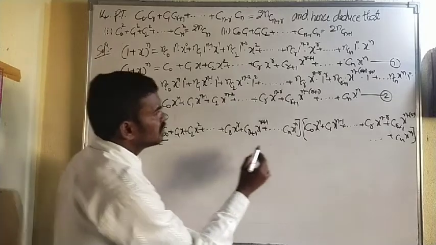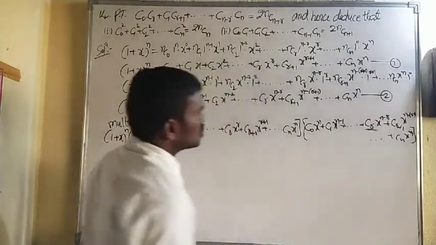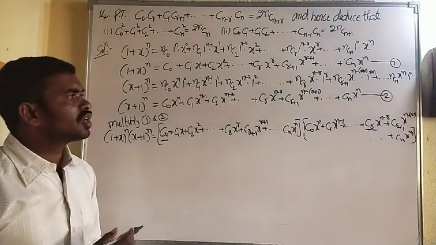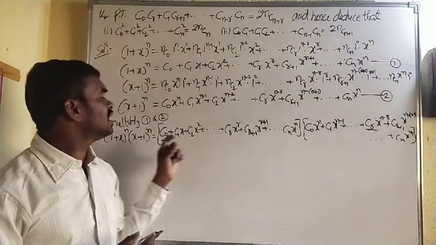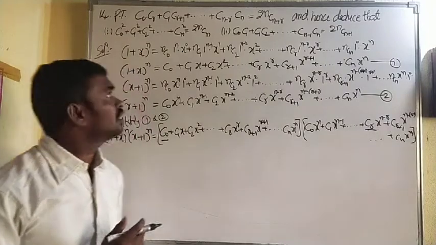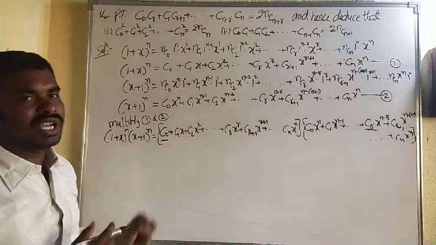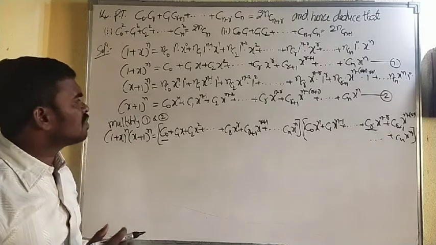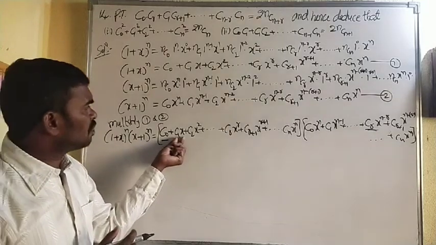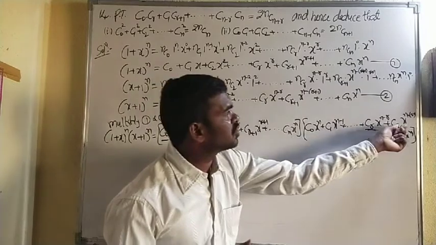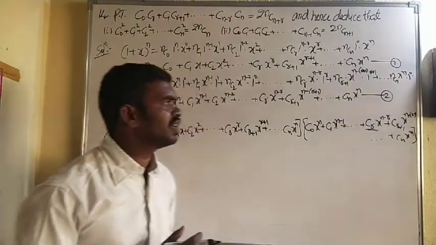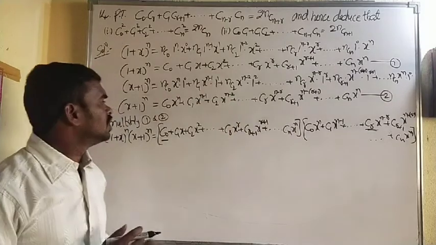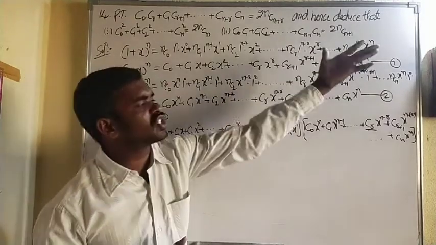c0 into cr term. So we can get c0 into cr into x^(n-r). So the x^(n-r) term is c0 into cr. This we get by equating the x^(n-r) coefficient. Similarly, if you multiply c1x into the next, c(r+1) x^(n-r-1), again we get the x^(n-r) coefficient too. Similarly, c2x^2 into the next term.